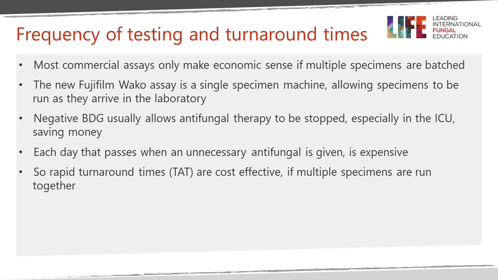And that may be useful when the test is not requested very often, but it's important when it is requested. A negative BDG usually allows antifungal therapy to be stopped, particularly in the intensive care unit, and that saves quite a lot of money on antifungal therapy. Therefore, every day that passes when unnecessary antifungal therapy is given costs quite a lot of money. So if rapid turnaround times can be achieved, they are cost effective if multiple specimens are run together.